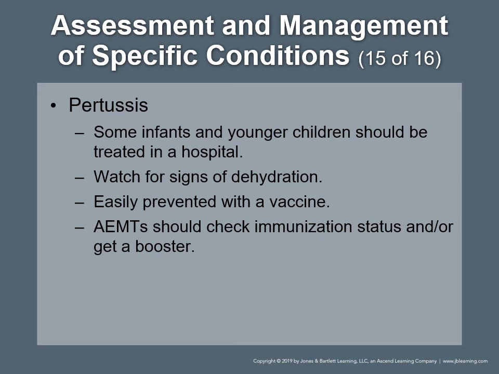In adults or geriatric patients, it does not typically cause the whooping illness seen in young children. It can cause severe upper respiratory infection in older patients, which can result in pneumonia. It can cause extremely severe coughing spells that last for weeks. Coughing can lead to cracked ribs. It's easily prevented with a vaccine. Advanced EMTs should check their immunization status and get a booster.